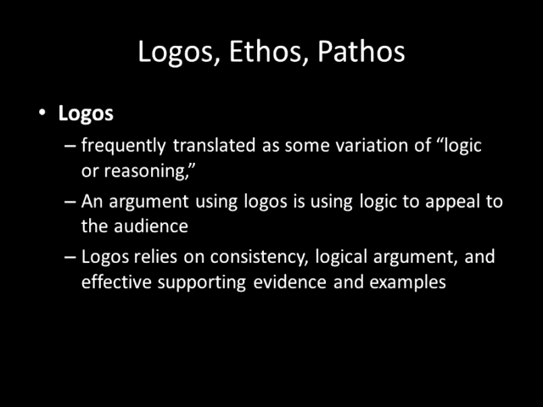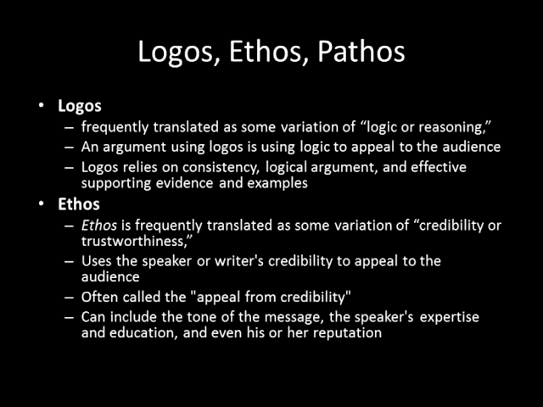Developing further upon the concepts established by the ancient Greek philosophers, we come to logos, ethos, and pathos. Logos frequently translates as a variation of logic or reasoning, where an argument is used to appeal to the sense of logic in the audience, relying on consistency, a logical argument, and effective supporting evidence and examples. Ethos is frequently translated to be some variation of credibility or trustworthiness, where the speaker or writer's credibility is used to appeal to the audience.